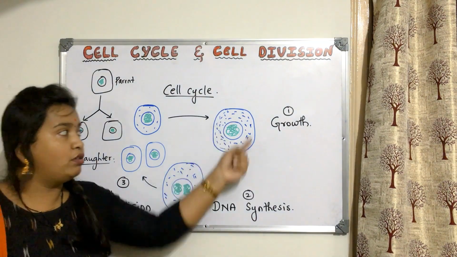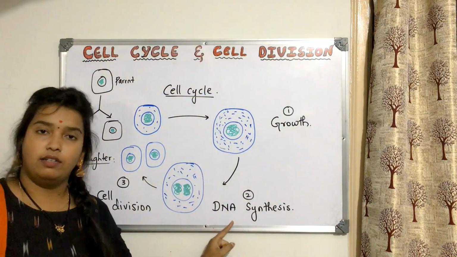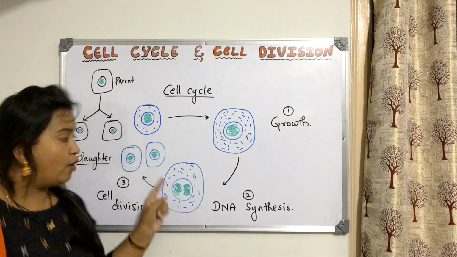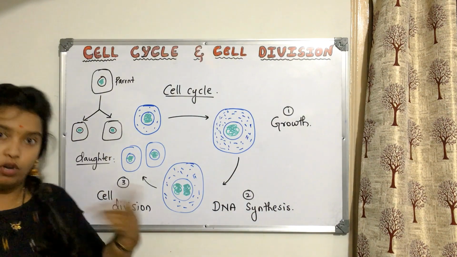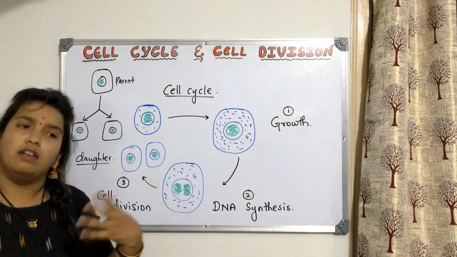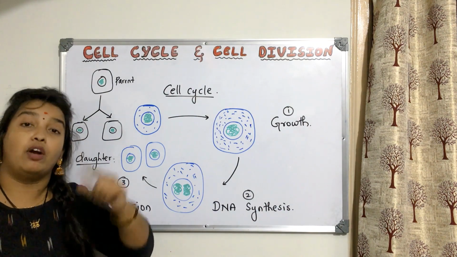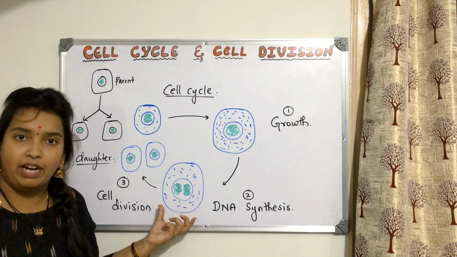After the growth, what will happen? All the cytoplasmic content will increase. After the growth, the second step is DNA synthesis, where again a copy of DNA is made so that it can be provided for both the daughter cells. Then after this, there is one more step wherein again some amount of growth will happen, which we are going to see in detail when we do the cell cycle. Here it is just a brief idea.